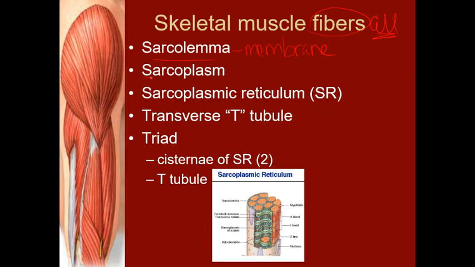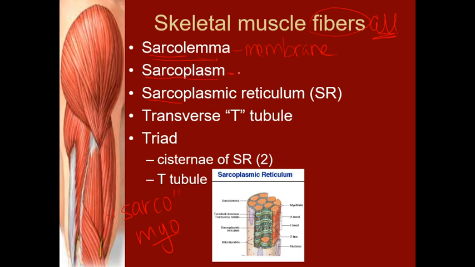Notice these terms. Sarco, S-A-R-C-O, means muscle. I did what y'all do all the time, just misspelled it. And another term you're going to see is myo. Myo also refers to muscle. But sarcolemma, the lemma is the membrane. Sarcolemma means cell membrane or skeletal muscle cell membrane.